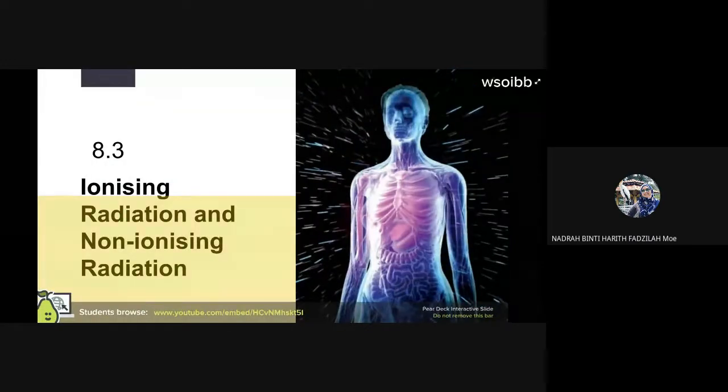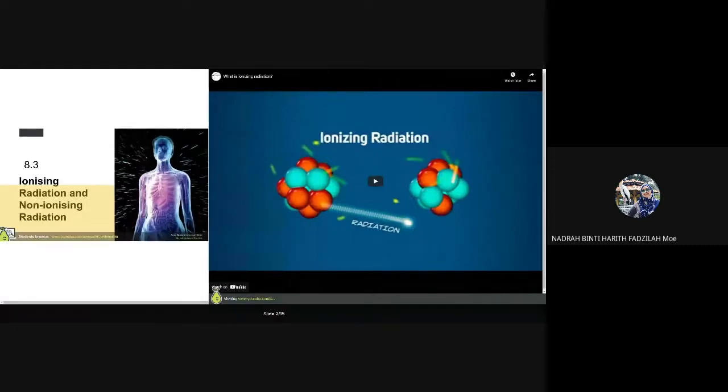Alright. Okay. So, since we have discussed about formation of ions, since we understand that when an atom receives or loses an electron, it will become ions. When it loses electron, it will become positive ion. When it receives an electron, it will become a negative ion. So let's take a look at this video. It is a good introduction to two different types of radiation, which are ionizing radiation and non-ionizing radiation.